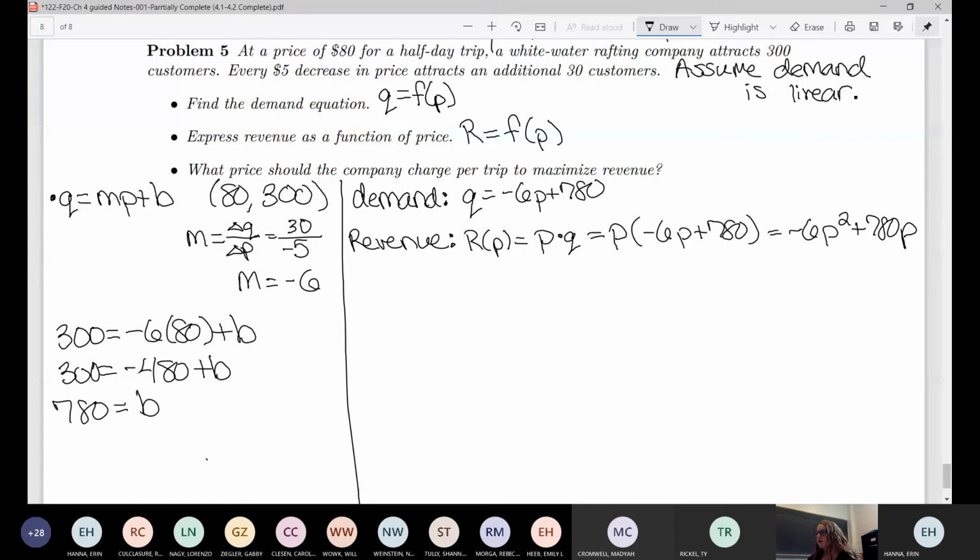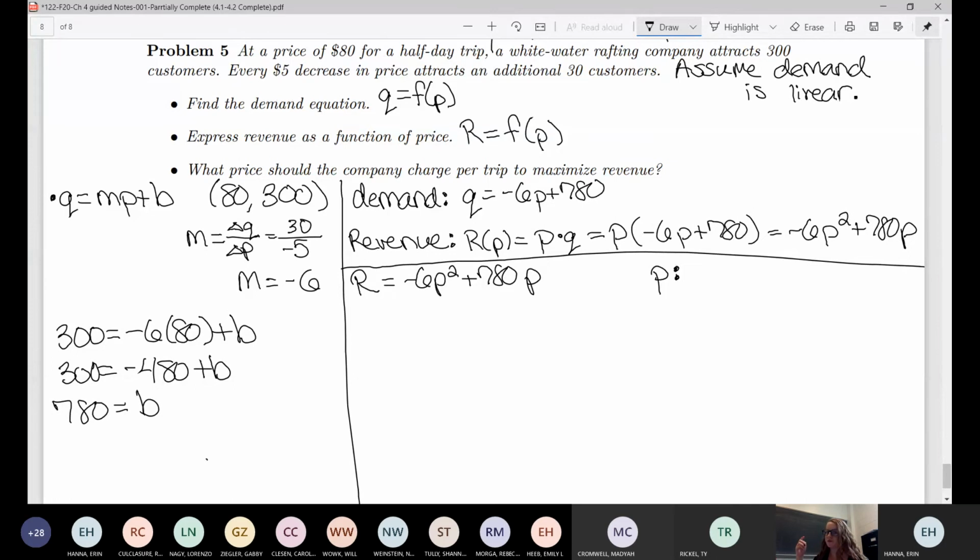So now we want to know what price the company should charge to maximize revenue. So we essentially want to maximize this negative 6p squared plus 780p. So we've got revenue. Let me just rewrite that. But also, before we go forward, let's talk about what interval we're looking over to figure out what type of situation we're in. So what's the smallest price could be? Well, technically, they could let it be free. So we're going to say that it could be equal to 0.